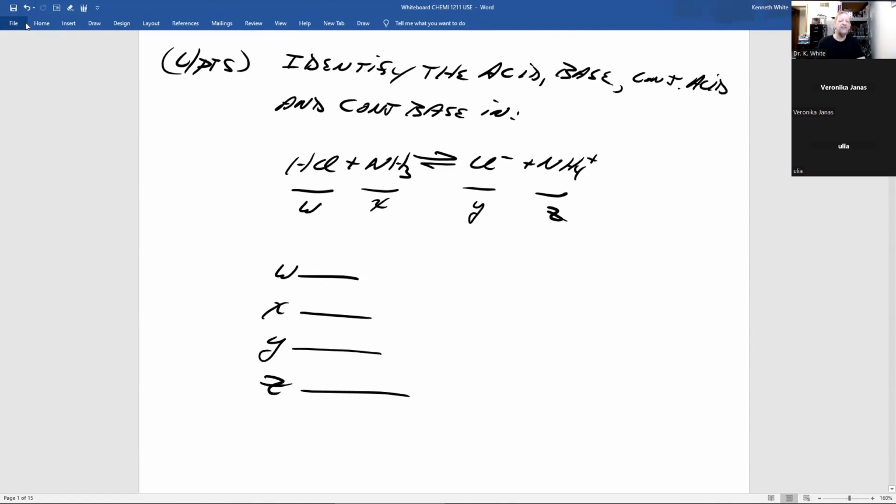All right, let's look at this. 4 points. Identify the acid, base, conjugate acid, and conjugate base in that reaction. If I were to put that on a test, I'd print out the whole thing. Dr. White's being lazy.